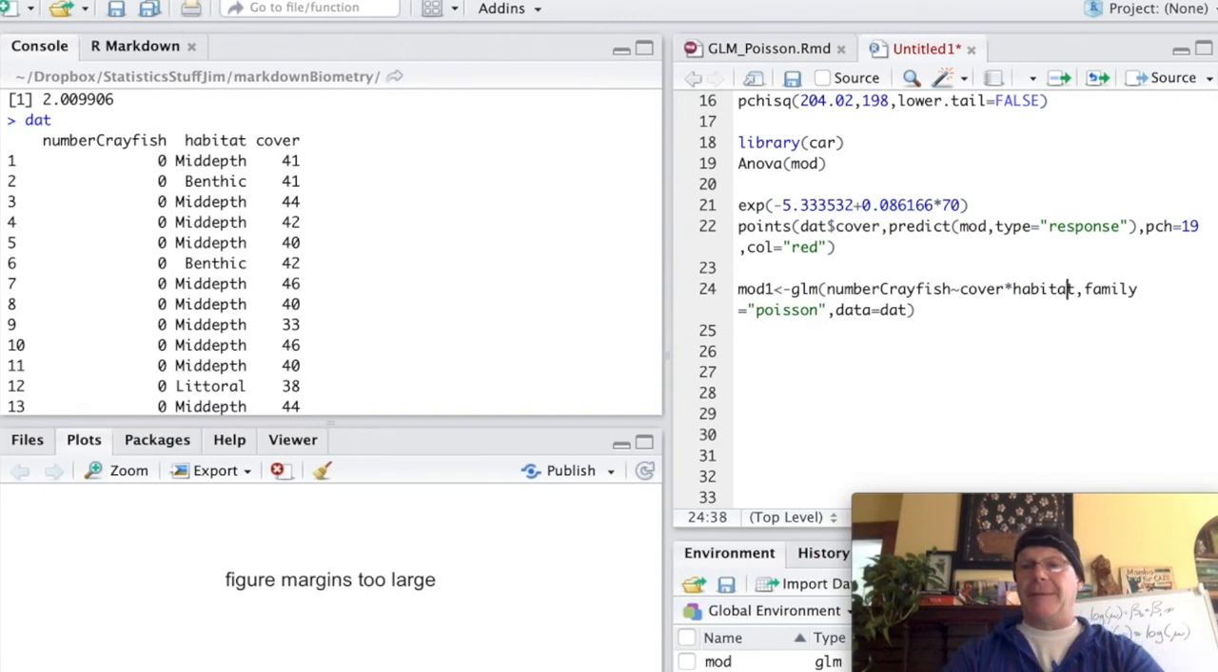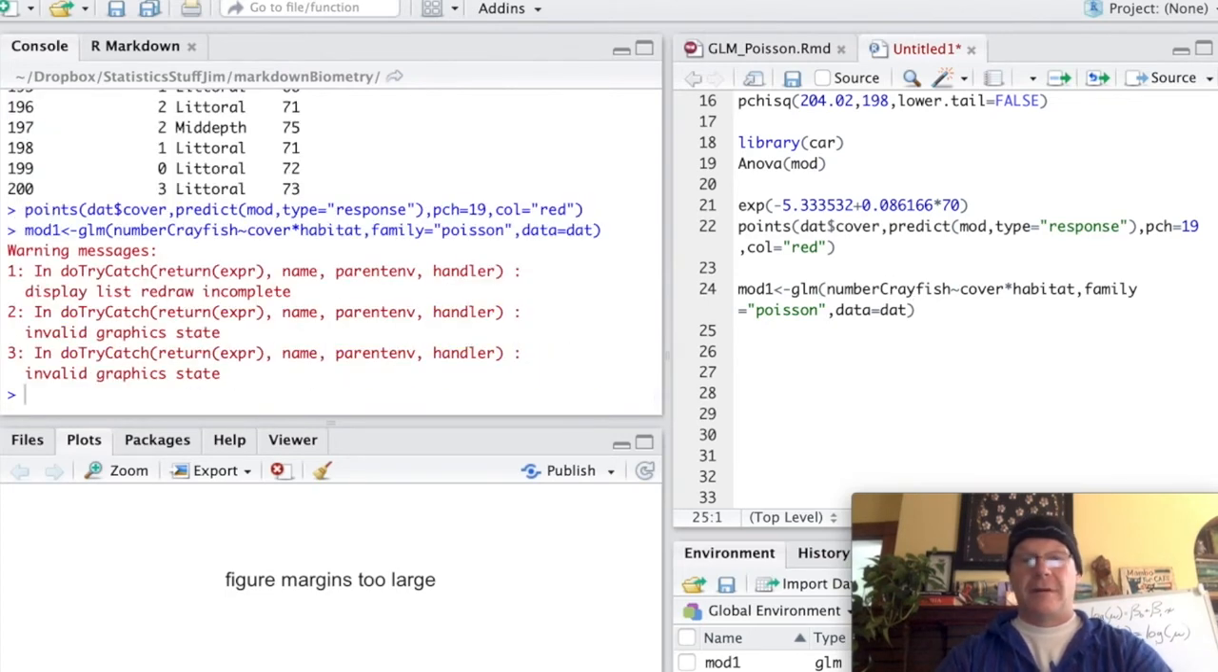I'm going to include the interaction term in there, so that I feel comfortable when it comes time to do the hypothesis testing part of it, to make sure that there's no interaction between the effect of cover and habitat. But this is very similar to what we did whenever we set up a standard linear model. And so I'll go ahead and run that, and then we can do the summary of mod 1.